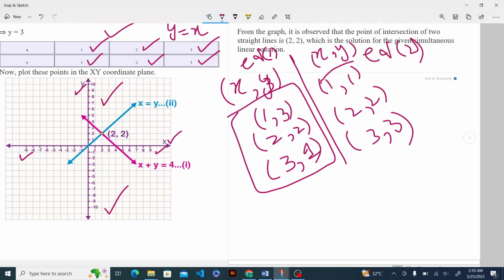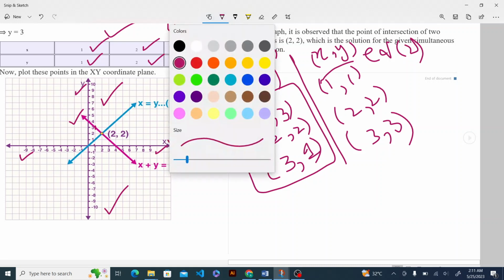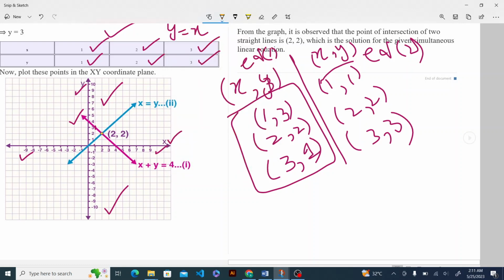Okay, for the first equation, when x will be equal to 1, this pink line is for the first equation. When x will be equal to 1, y will be equal to 3. See, x is equal to 1 here, but the y will be equal to 3, so this is the point here. Let me use some other color so that it will be clear. Let us use this color. When x is equal to 1, y will be equal to 3 here.